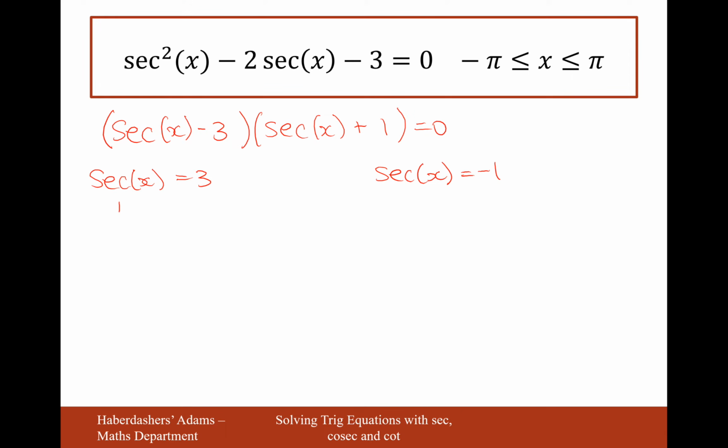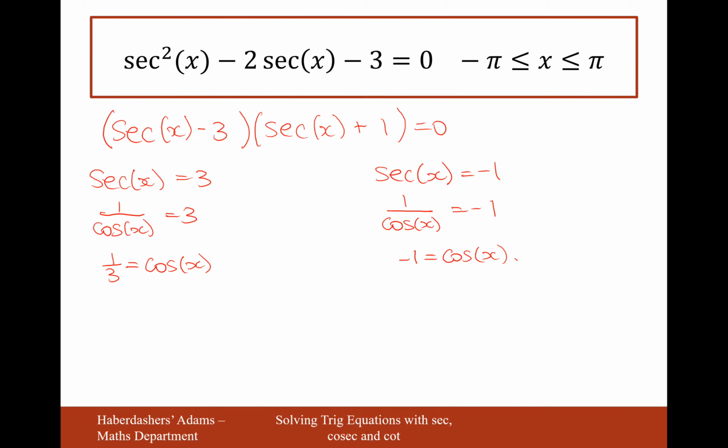Now with both of these I'll turn them into 1 over cos x equals 3 and 1 over cos x equals minus 1. Then I'll do some multiplying and dividing and get a third equals cos, and minus 1 equals cos.